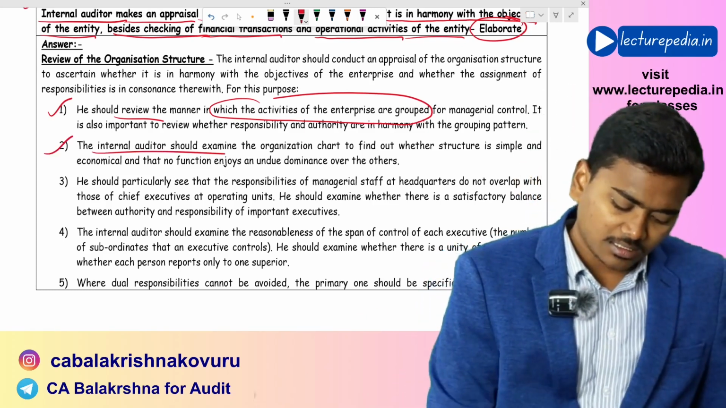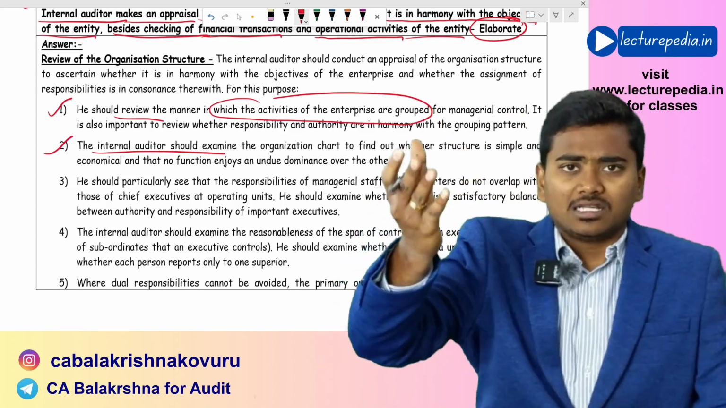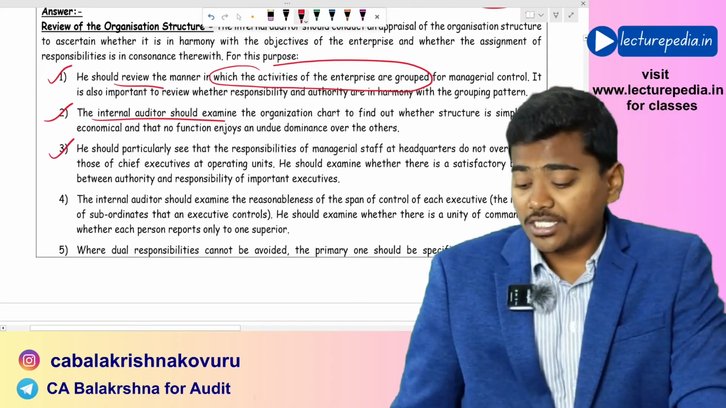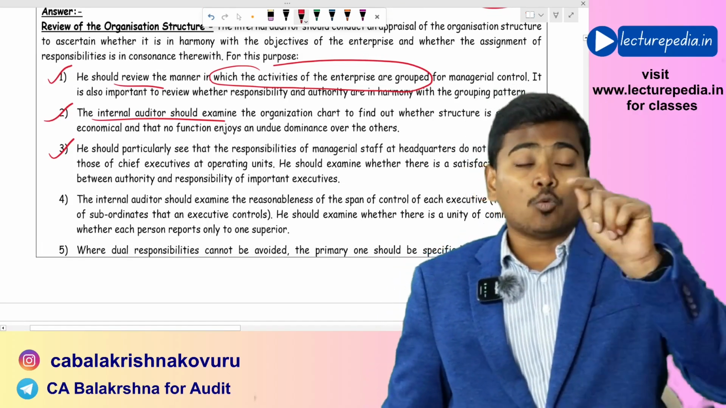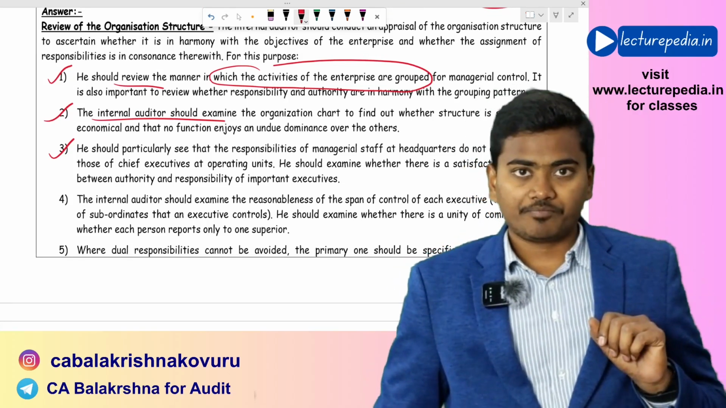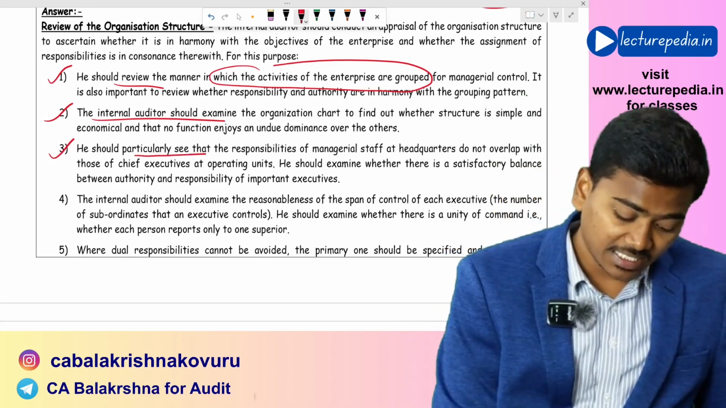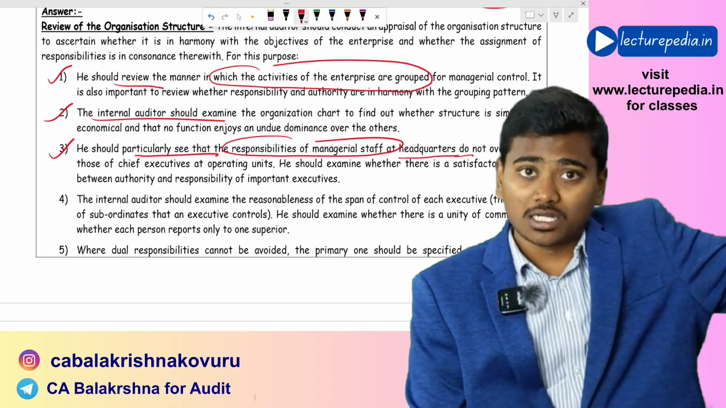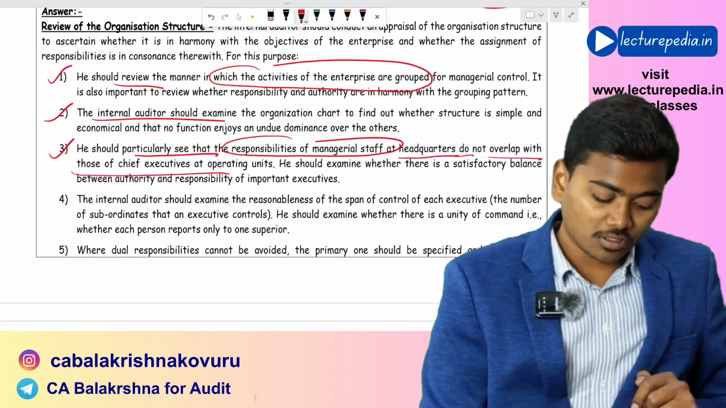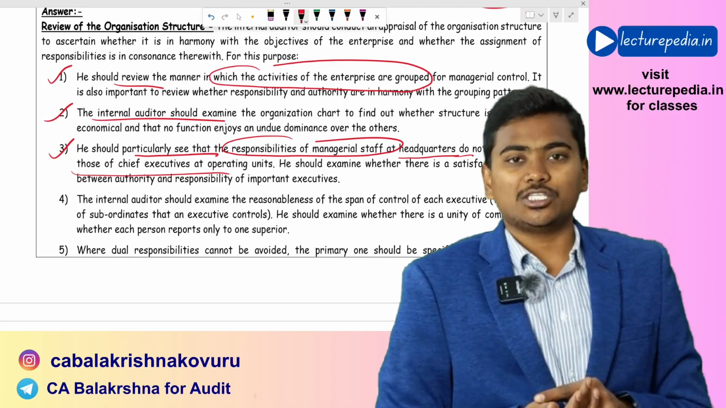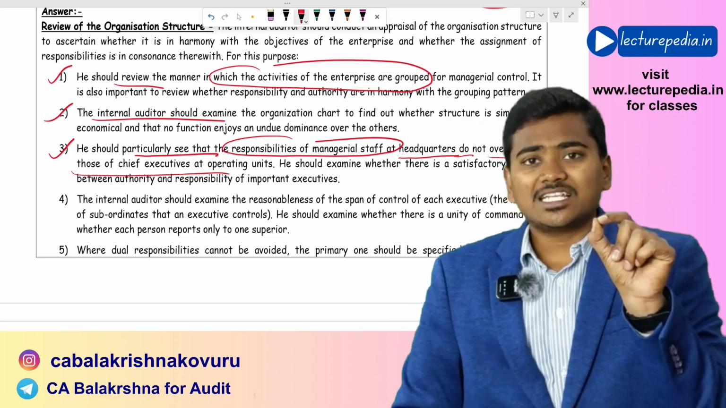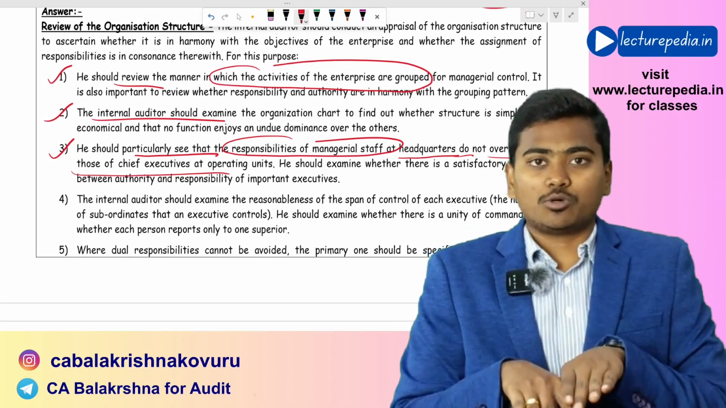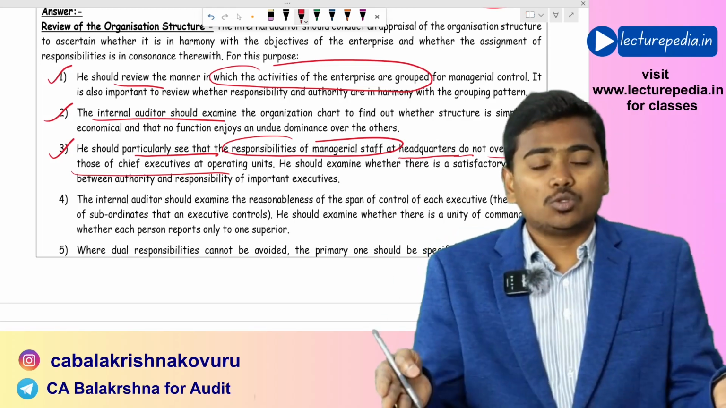And the second one is that the internal auditor will examine the organizational structure through the organizational chart. And the internal auditor should ensure that there is no overlapping of responsibility. See particularly that responsibilities of managerial staff at headquarters do not overlap with those of chief executive at operating units. You should fix the responsibility only with one person. There should not be any overlapping of responsibility. The same responsibility you should not give to two people.